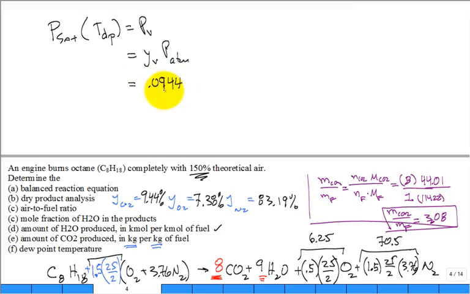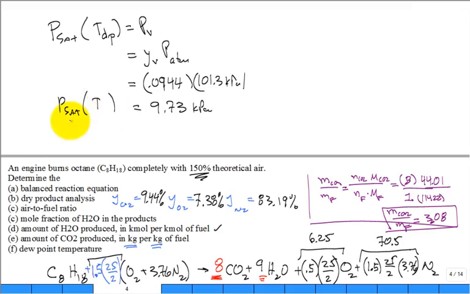0.0944. We multiply by 101.3 kilopascal, and we find that the partial pressure is 9.73 kilopascal. Now, tell me the temperature at which the saturation pressure of water equals 9.73. That's the dew point temperature. So you go to Table A-2 and find temperature as a column, Psat as a column. Let's get it in kilopascal even though it's in bar.